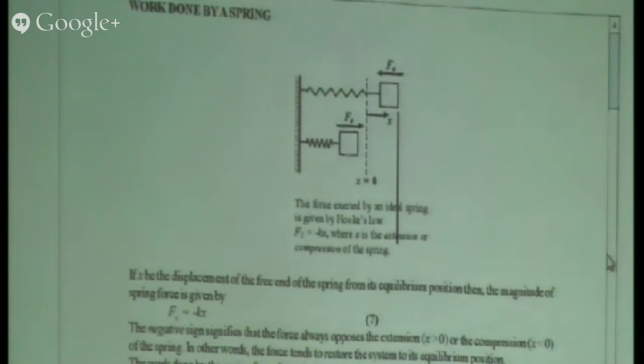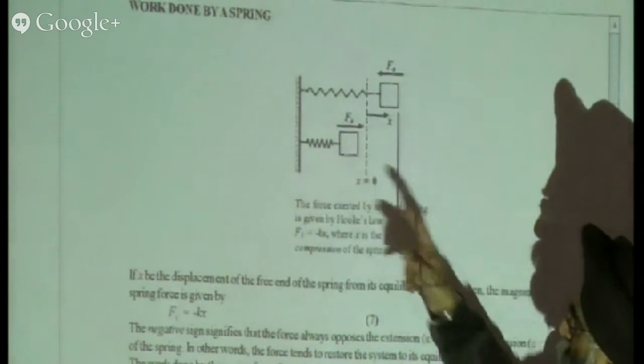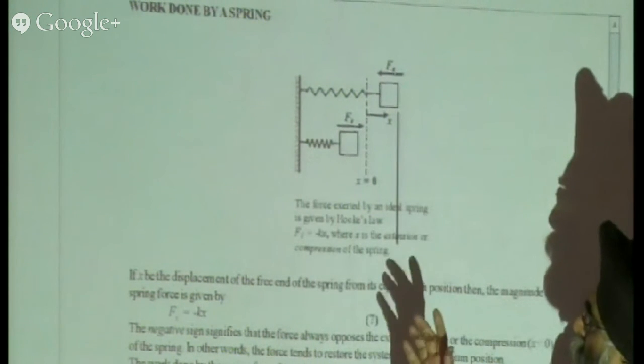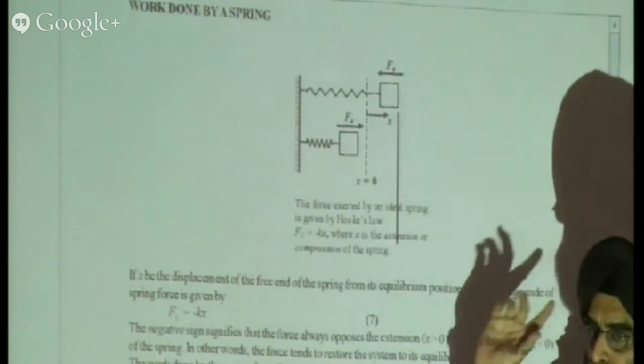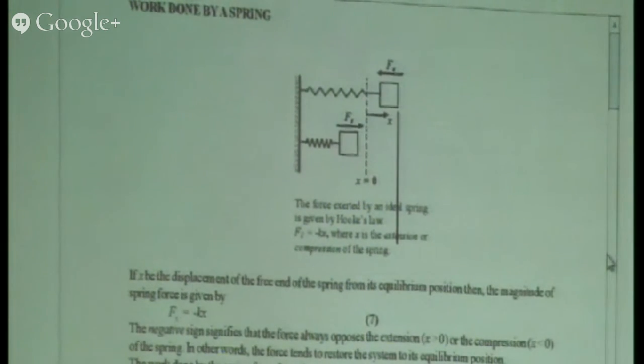So that's why we take the force to be always opposite. And in this case, if the spring is compressed, the displacement is in the minus x direction, whereas the force will act in the positive x. So the force is always minus kx. Okay. So the force is minus kx, and then the displacement.